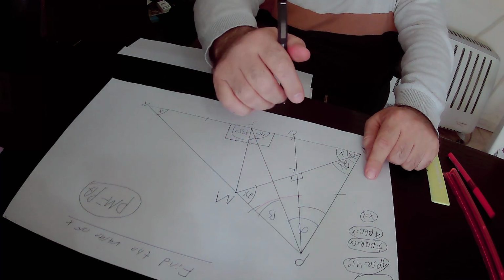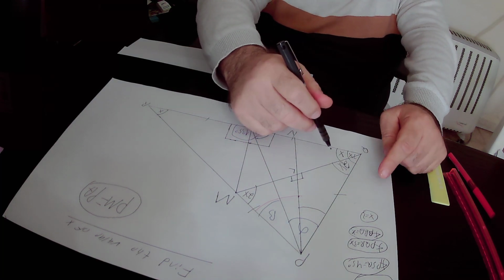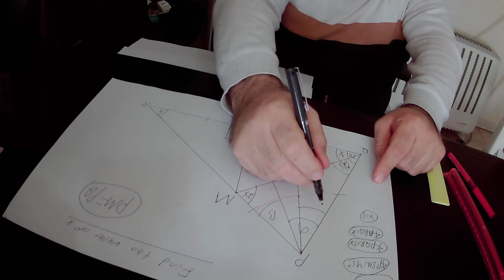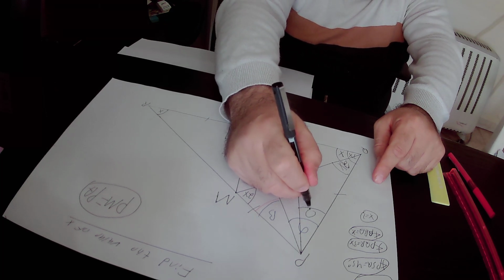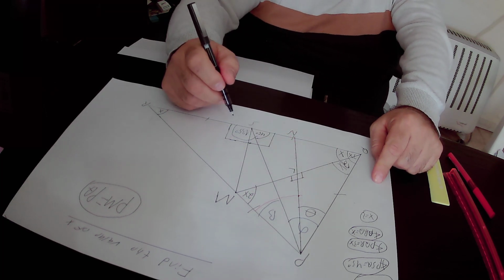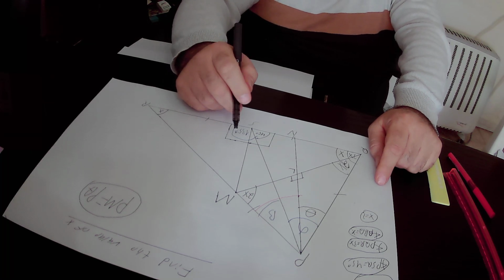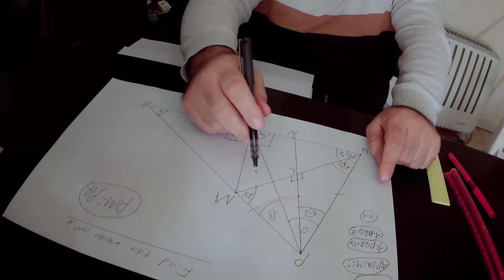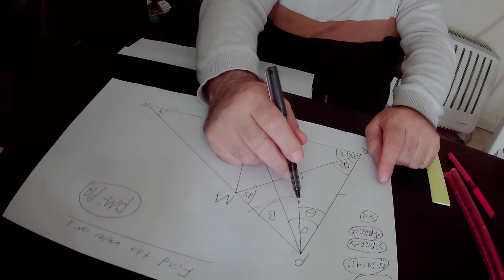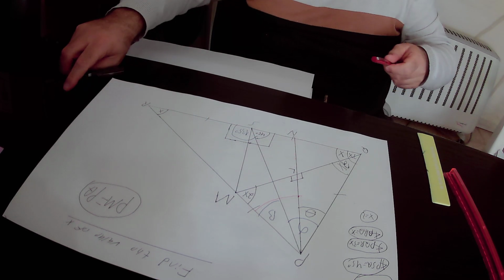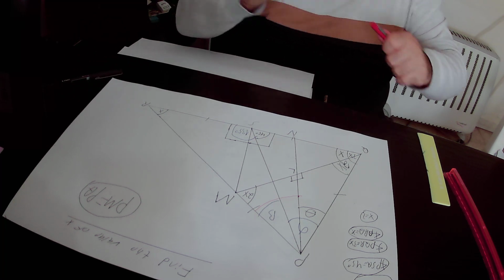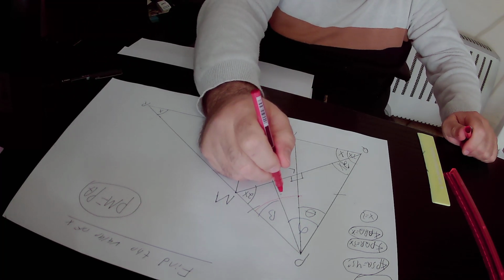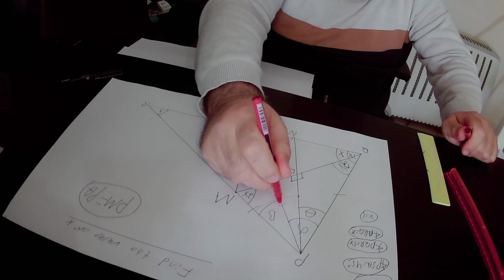So if we define angle PQL, this angle, as theta, then angle LPM will also be equal to theta, because both angles are equal to each other. So angle LPM also will be equal to theta. Okay.